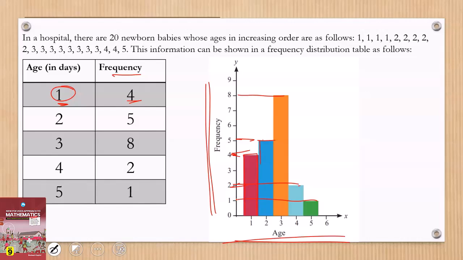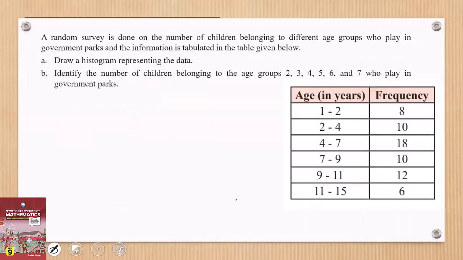Okay, now let's take an example and see how best we can prepare our table and then plot our frequency. This question says that a random survey is done on the number of children belonging to different age groups who play in government parks, and the information is tabulated in the table given below. They want us to draw a histogram to represent this data to identify the number of children belonging to the age groups of 2, 3, 4, 5, 6, and 7 who played in the government park. And so that is our table.